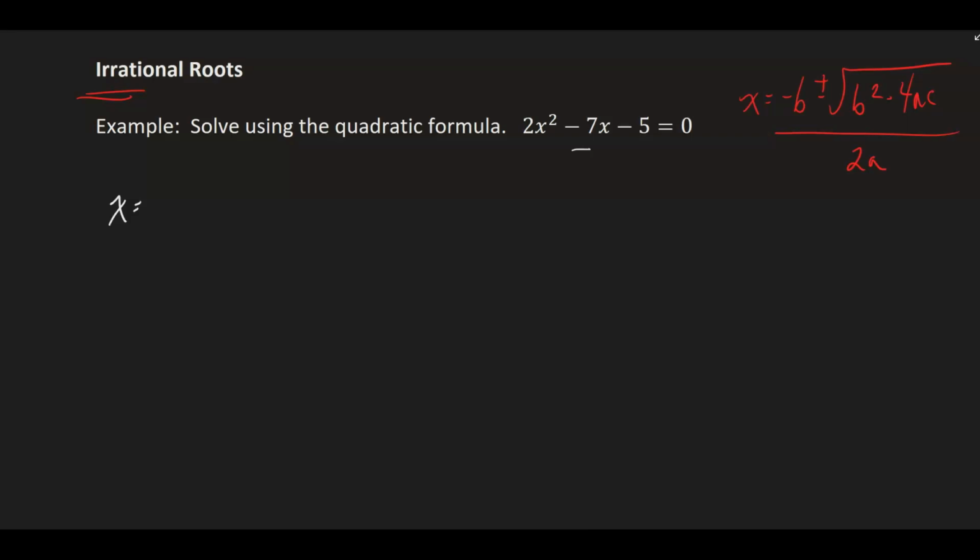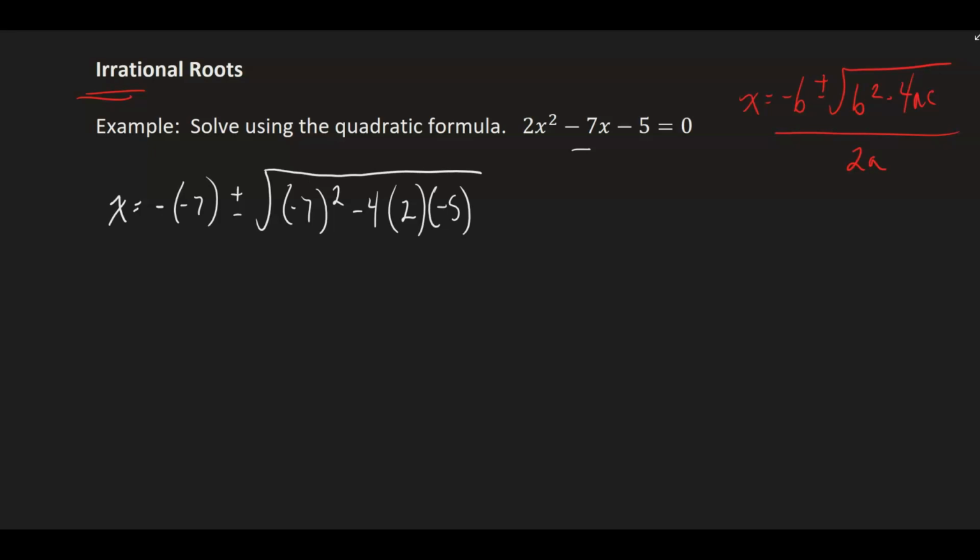b is negative 7, so the negative of negative 7 plus or minus the square root of negative 7 squared minus 4 times 2 times negative 5. All that's under the square root sign. Let's put that all over 2 times a, which is 2 times 2. So I'm writing this line so everybody can see the a, the b, and the c subbed in.